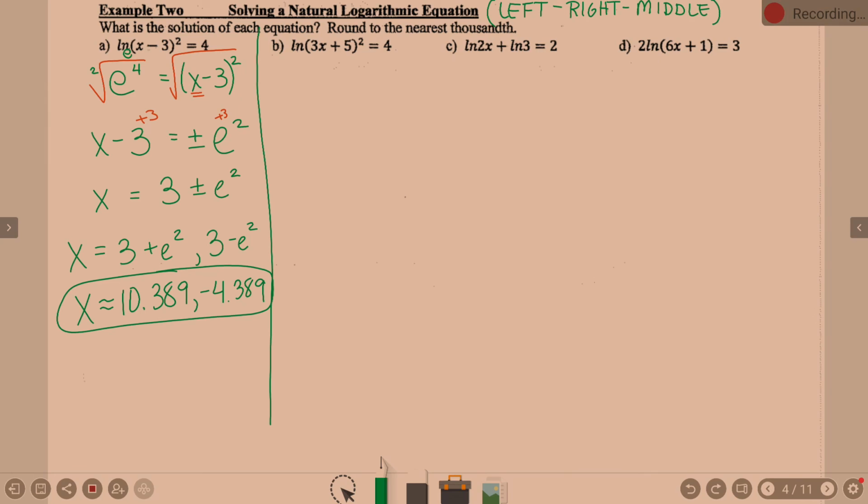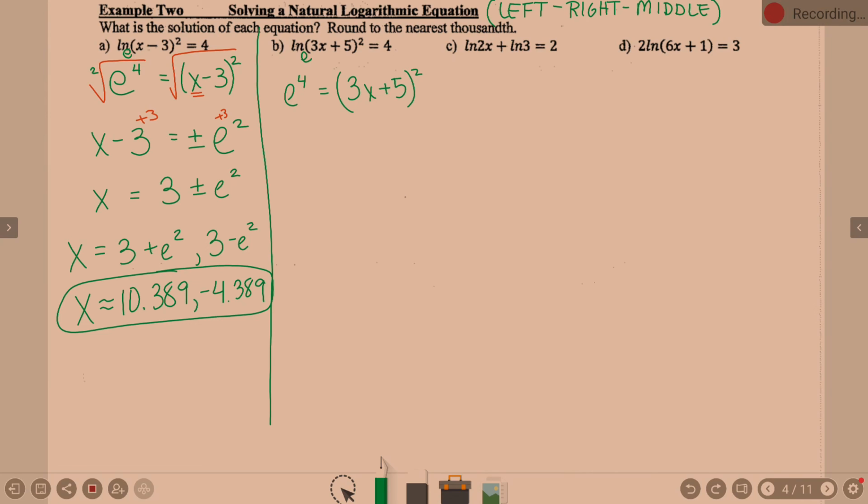Why don't you guys start B? Started? Yeah. Well, here, I'll help you get started, and I want you guys to do solving. What base is natural log again? E. So what's my equation I'm going to write? E to the fourth equals 3x plus 5. Okay. Left, right, middle. E to the 4th equals 3x plus 5 squared.